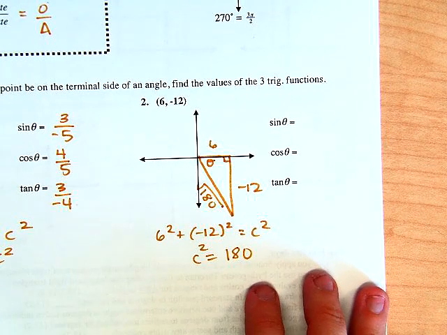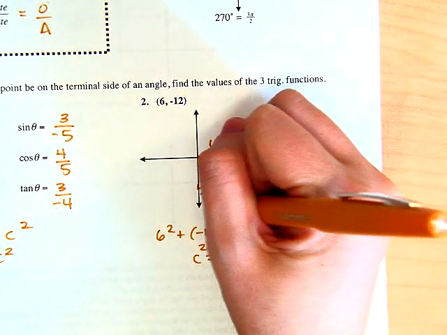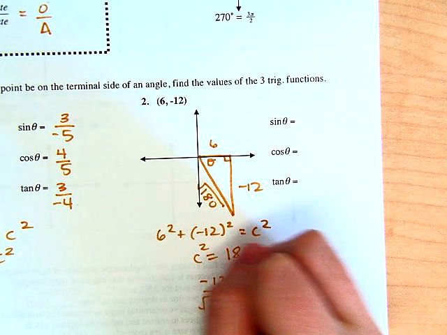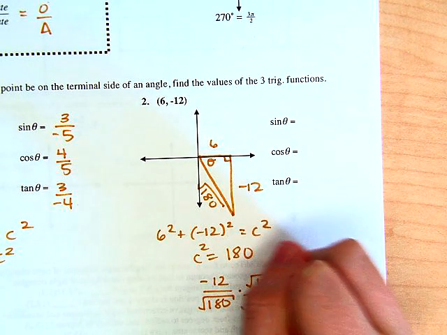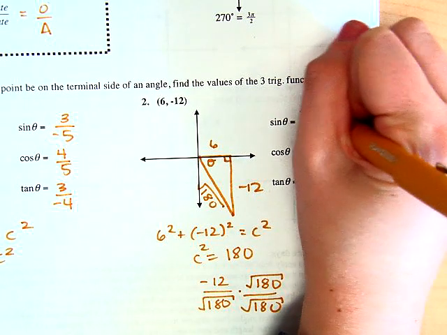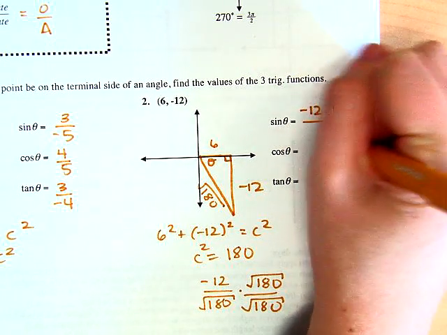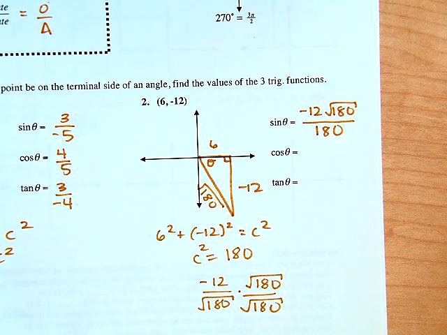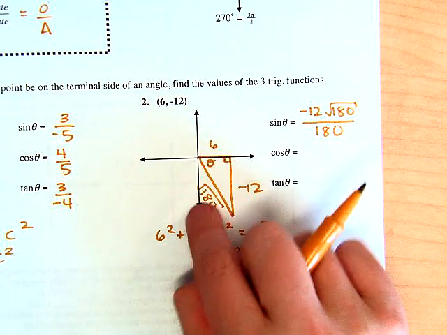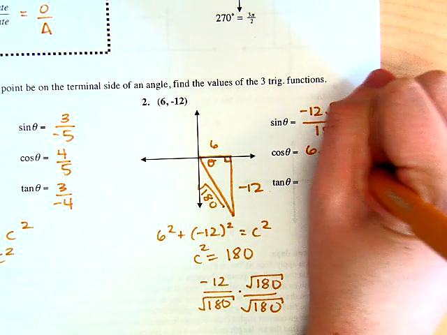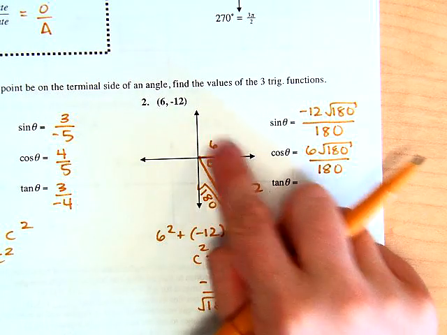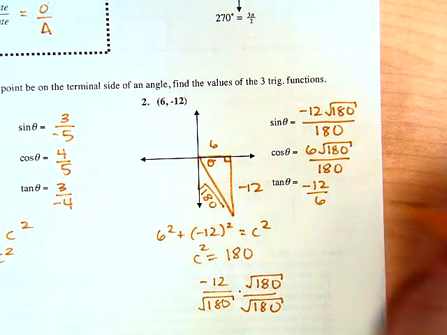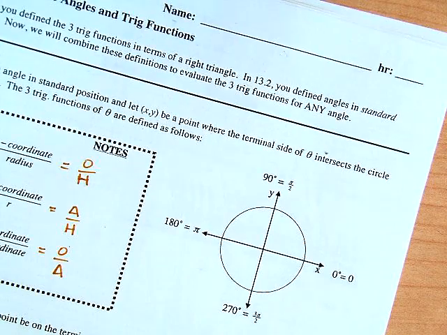Right there. So now for sine, I'm doing opposite over hypotenuse. Well, if I want to do -12 over square root 180, I don't like square roots on the bottom. So if you remember, we rationalize that. And I get -12 square root 180 over 180. You're going to do the same thing for cosine because it's adjacent over hypotenuse. So it's going to be 6 square root 180 over 180. And then tangent is opposite over adjacent, so -12 over 6. Pretty easy.